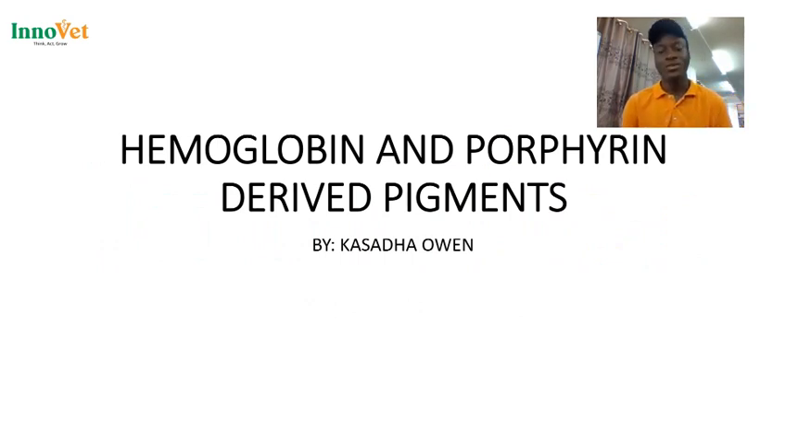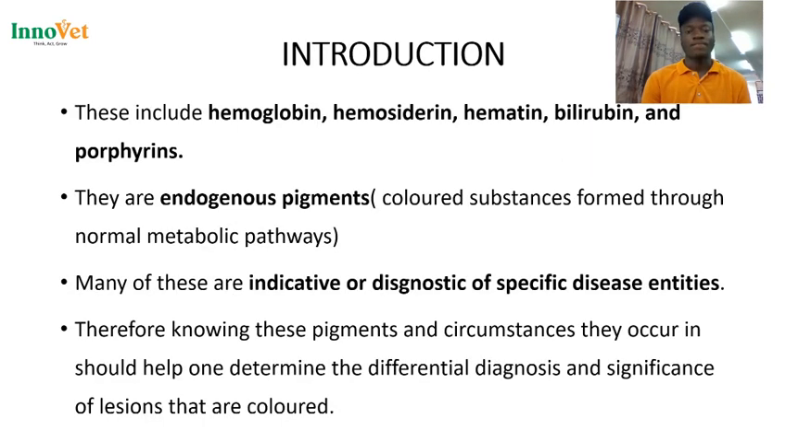Welcome back to the InnoPod, and today I'm here to take you through hemoglobin and porphyrin derived pigments as an extracellular accumulation. These include hemoglobin, hemosiderin, hematin, bilirubin, and porphyrins. But if you realize, all of these are endogenous pigments.